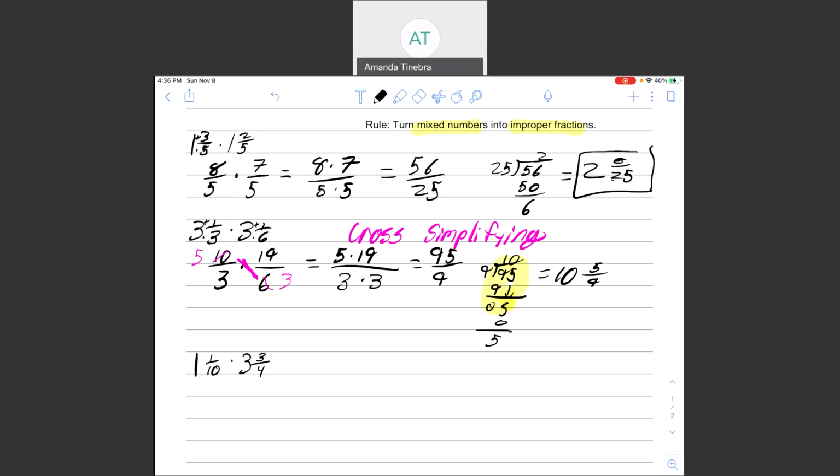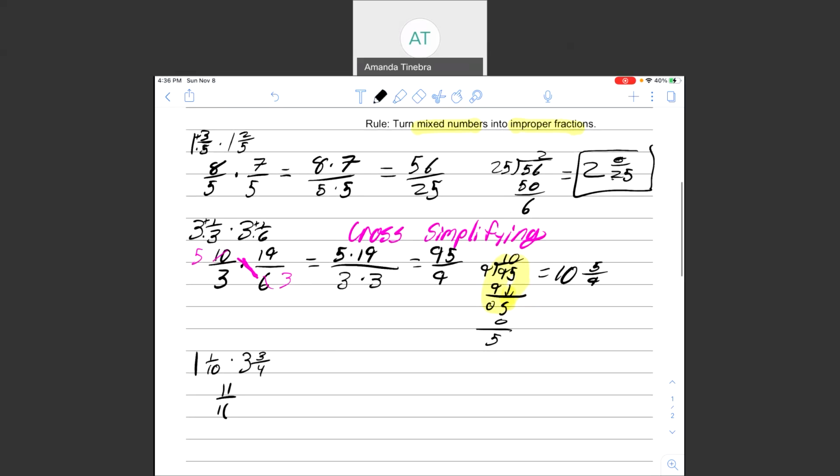Okay, 1 and 1/10, when I turn that into an improper fraction, 10 times 1 is 10, plus 1 is 11/10. To turn 3 and 3/4 improper, 4 times 3 is 12, plus 3 is 15/4. Okay, next thing I want to do is see if I can cross simplify anything. And I see that I have a 10 and a 15 this way. Well, 10 and 15 are both divisible by 5. So I'll do 10 divided by 5, which gives me 2. And I'll do 15 divided by 5, that gives me 3.